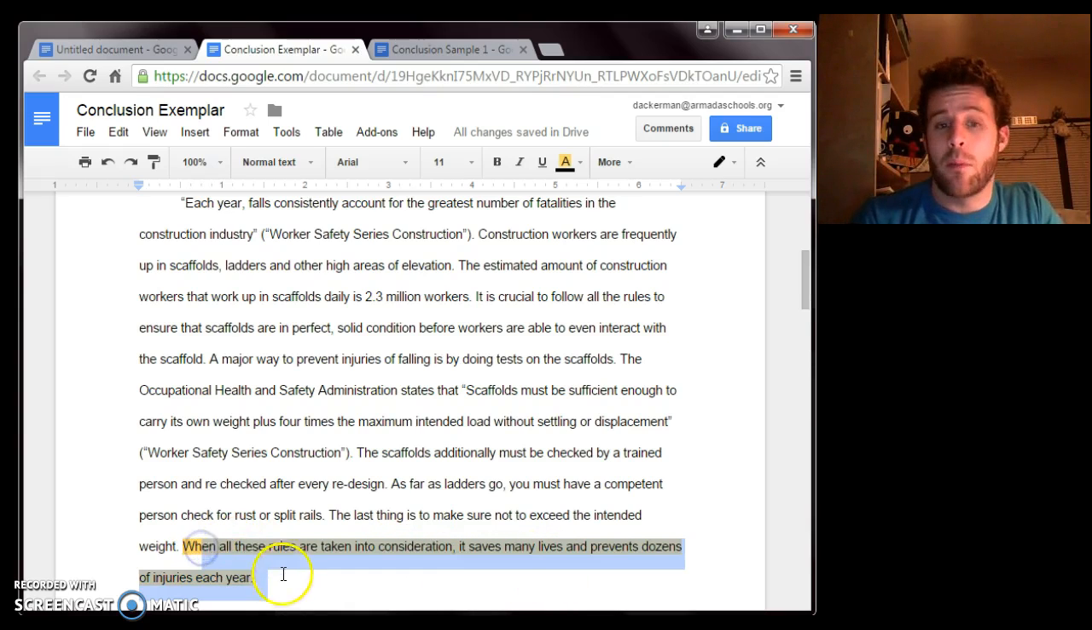Without even knowing what that paper is about, I can tell that this paragraph is going to be talking about how rules are saving lives and preventing injuries. This is a very good summarization of this paragraph, and after reading the whole thing, it leaves me, the reader, with a sense of closure.